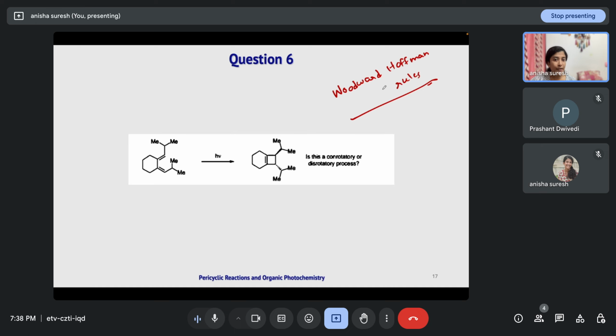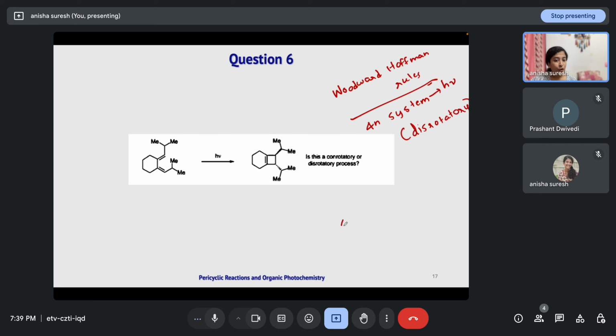So this is an example of an electrocyclic ring closure reaction. Okay. So this is what sort of system? 4n or 4n plus 2? This is a 4n pi electron system. Now 4 electrons are there. So this is a 4n pi electron system, and the condition is h nu, right? So it will be a disrotatory process.